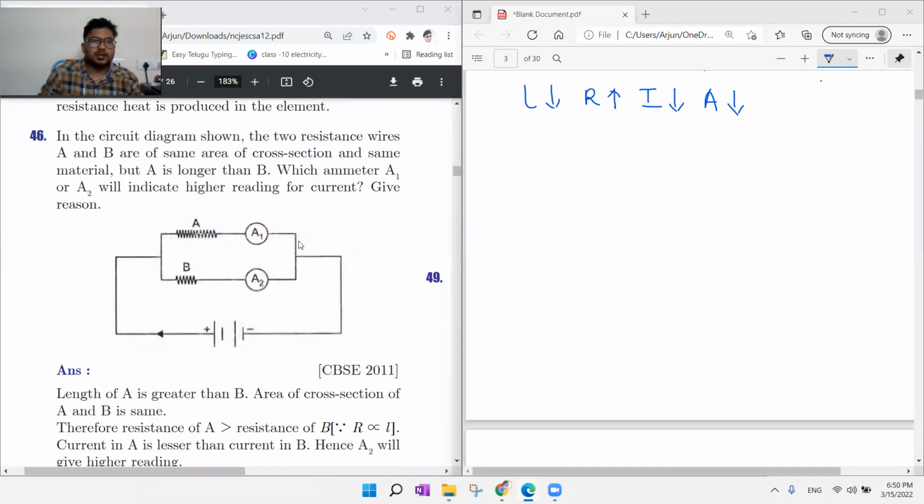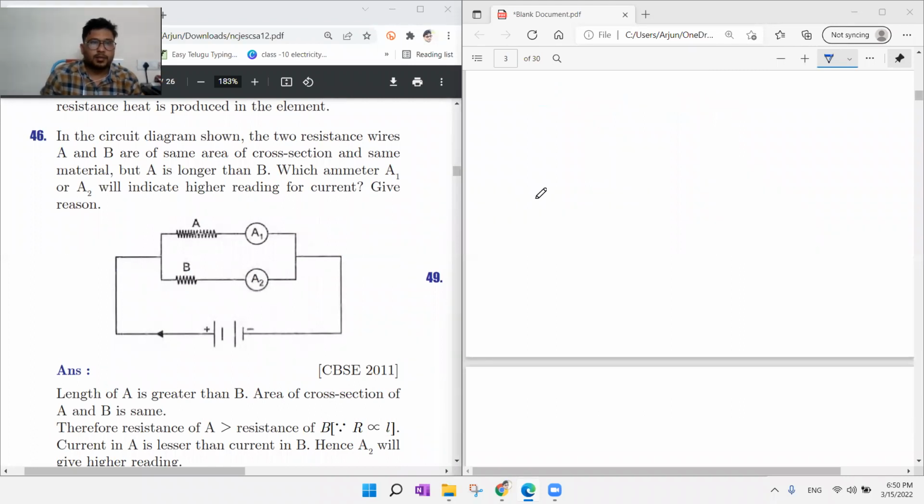Yeah, 46th question. In the circuit diagram shown, two resistance wires A and B are of the same area of cross section, same material, but A is longer than B. Which ammeter, A1 or A2, will indicate higher reading of current? Give the reason. In the circuit diagram, here we have greater resistance and here we have less resistance. I mean, length of the resistance.